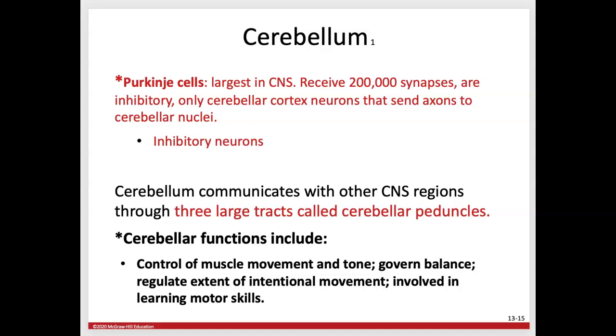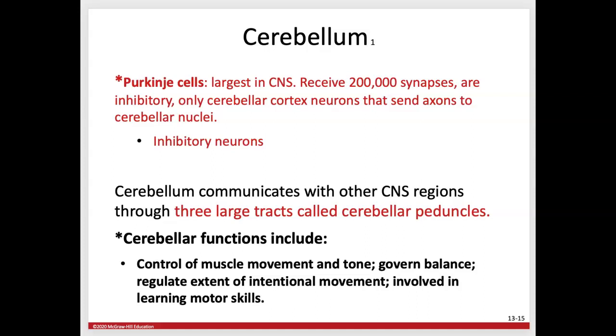The cerebellum communicates with other central nervous system regions through 3 large tracts called the cerebellar peduncles. Peduncles, like peduncles, sorry, like an uncle. Functions of the cerebellum include control of muscle movement and tone, balance, regulating the extent of intentional movement, and the cerebellum is also involved in learning motor skills.